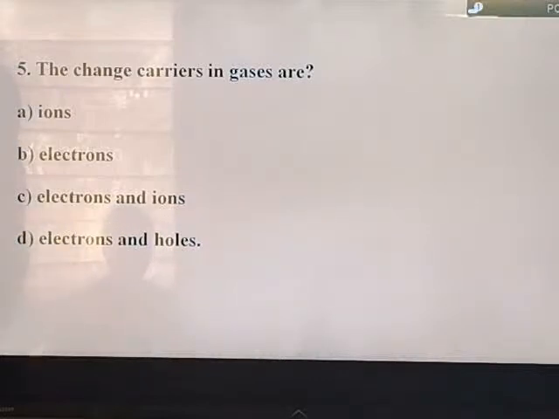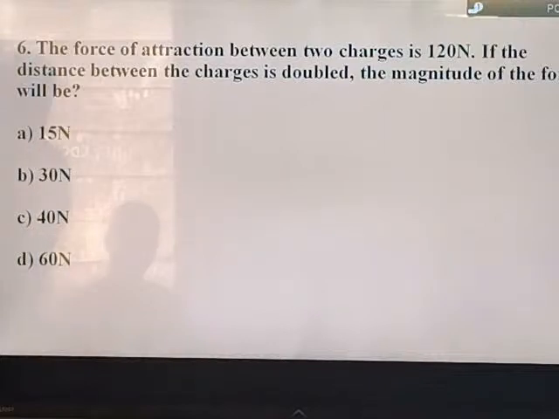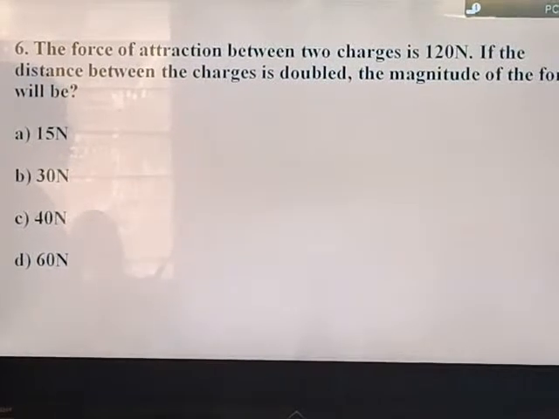Let's go to number 6. The force of attraction between two charges is 120 Newton. If the distance between the charges is doubled, the magnitude of the force will be what? Now, if you take a look at this, we notice that this is under electric field. Precisely, this is under what we refer to as Coulomb's law.